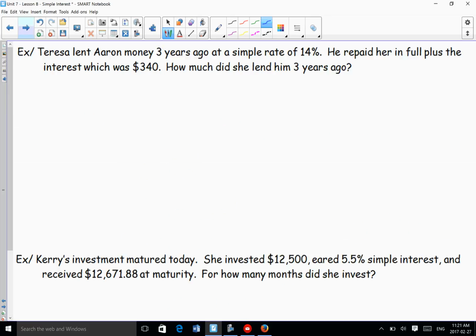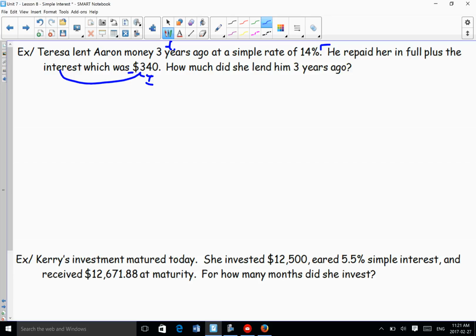Let's try another one. Teresa lent Aaron money 3 years ago. There's our time right there. At a rate of 14%, there's R. He repaid her in full plus the interest, which was $340. There's your interest, right? It was $340. So how much did she lend him?